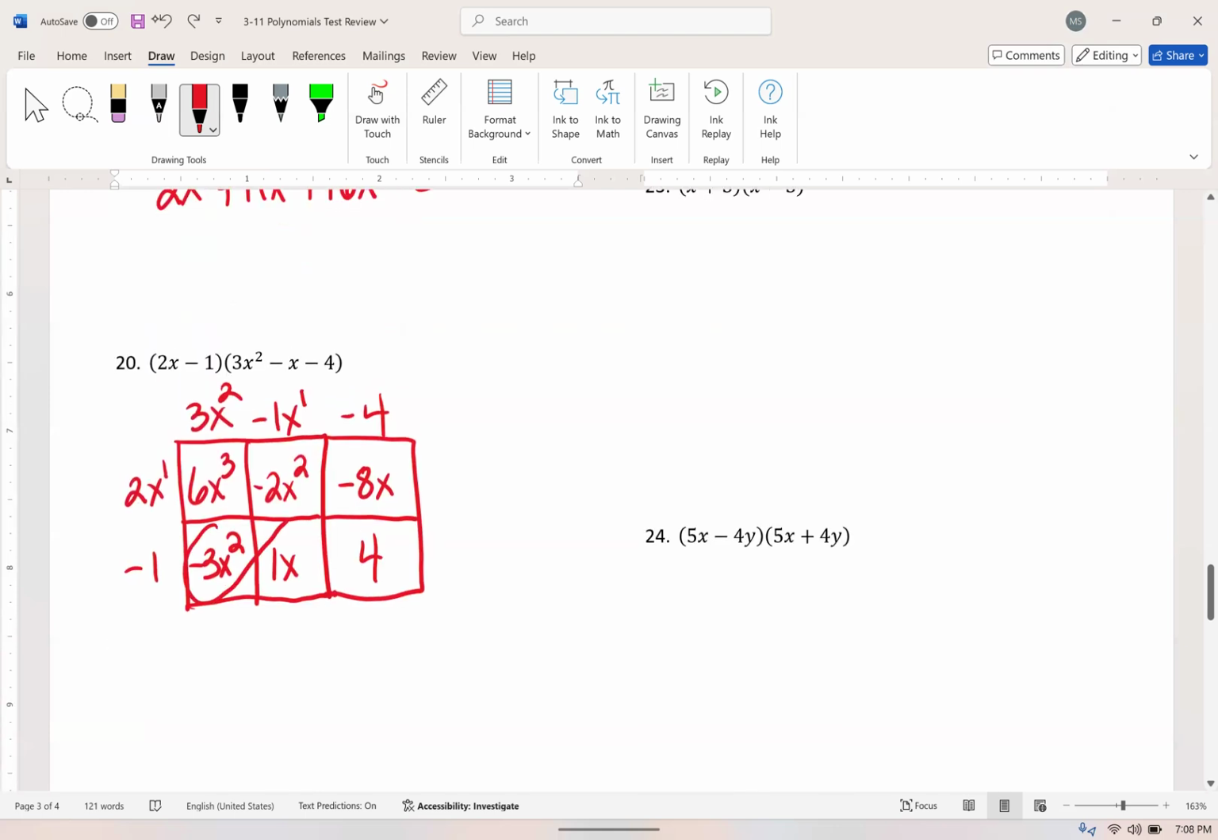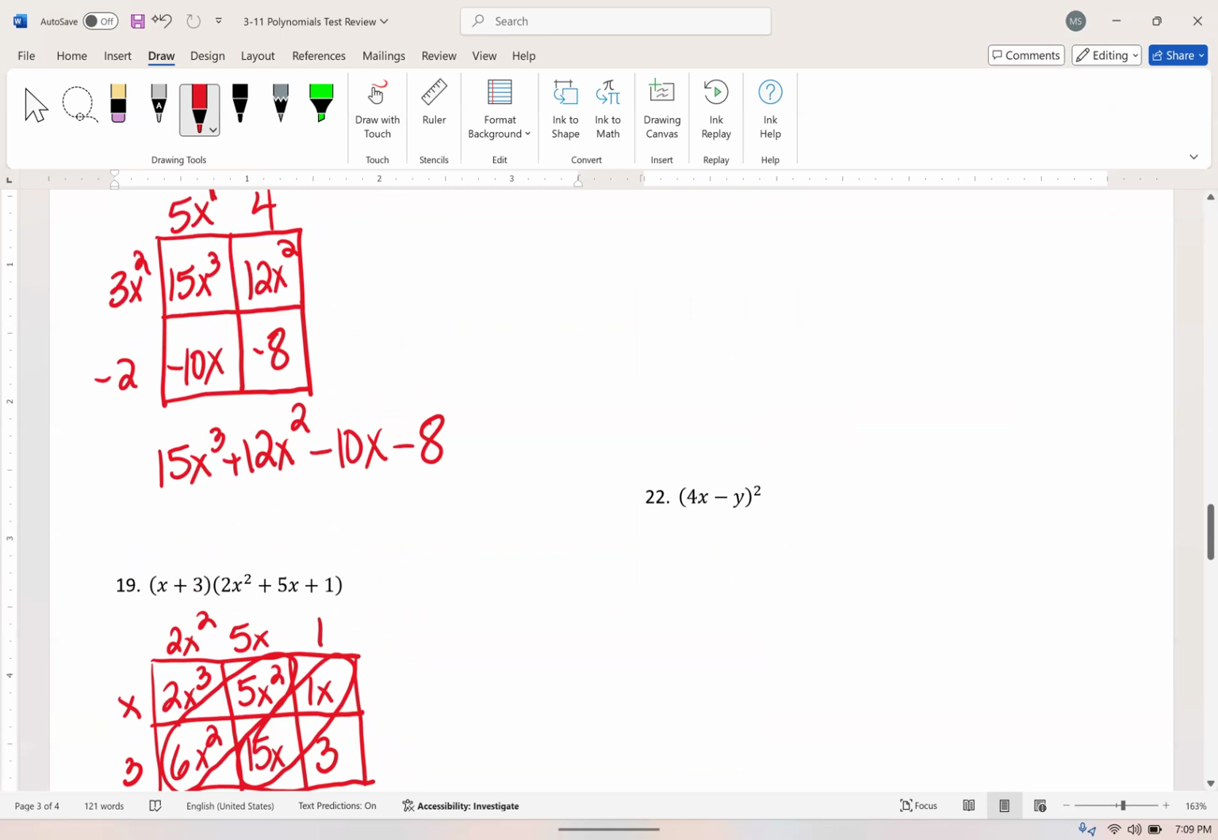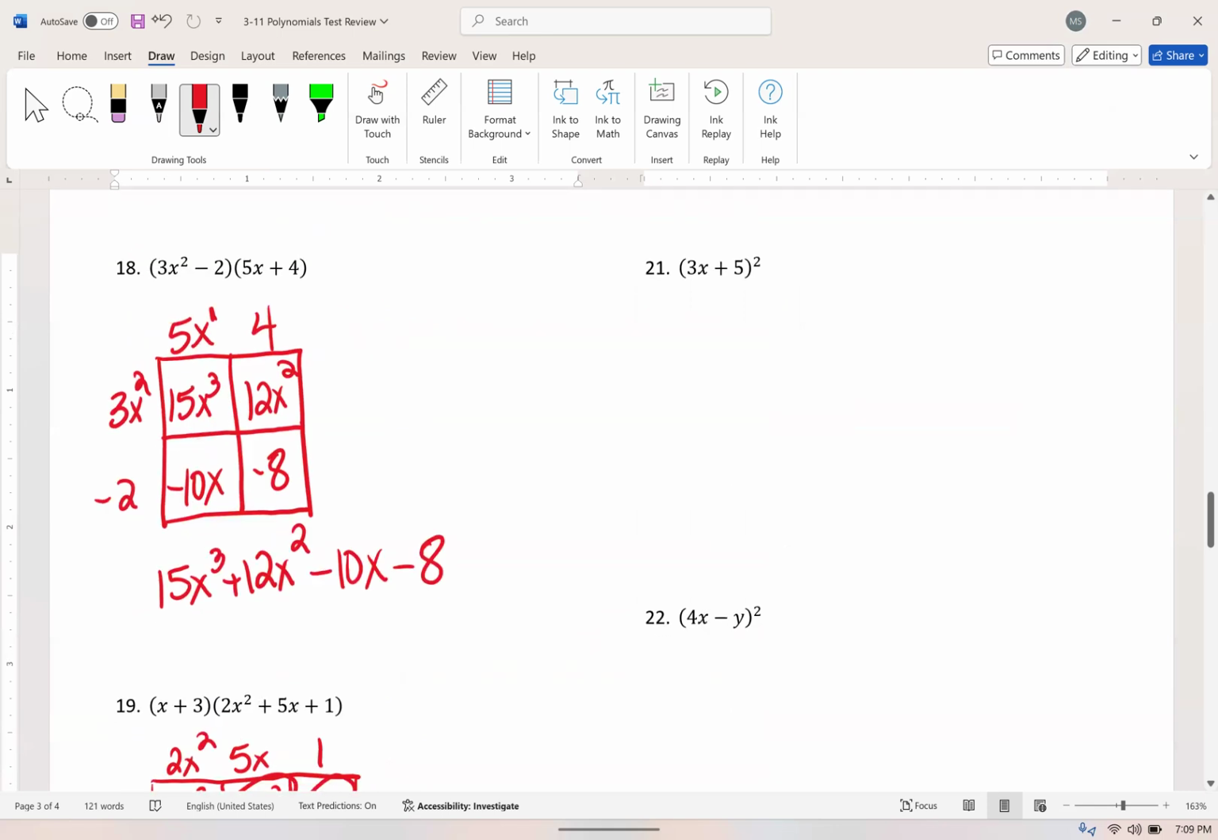So we're going to combine like terms here, and we're going to combine like terms here. So that leaves me with 6x cubed. Negative 3 and negative 2, that's negative 5x squared. 1 and negative 8, that's negative 7x. And then you have the positive 4 at the end there. All right, continuing on with number 21. Okay, we're going to square a binomial here.